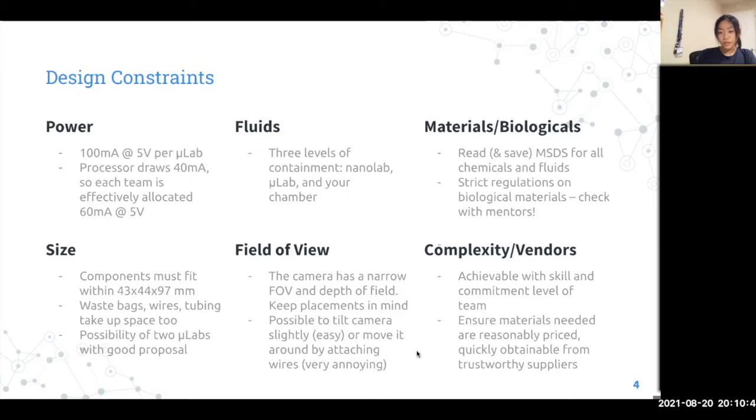And then finally, complexity and vendors. Make sure your experiment is achievable with the skill level and commitment level that your team is willing to put in, and for any materials that you need, research ahead of time. Make sure all the vendors that are able to offer this material are trustworthy, and make sure that you're able to obtain it when you need it. So if it takes like 2 months to ship from China or something, probably look for another vendor or another material.